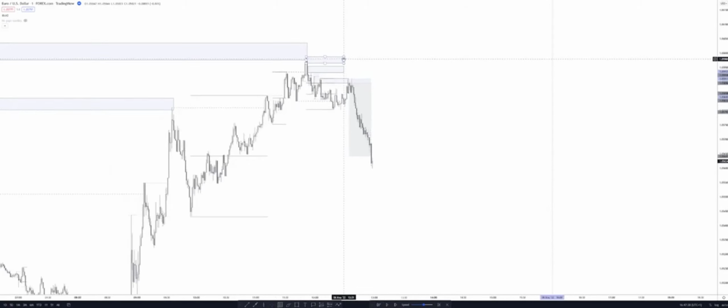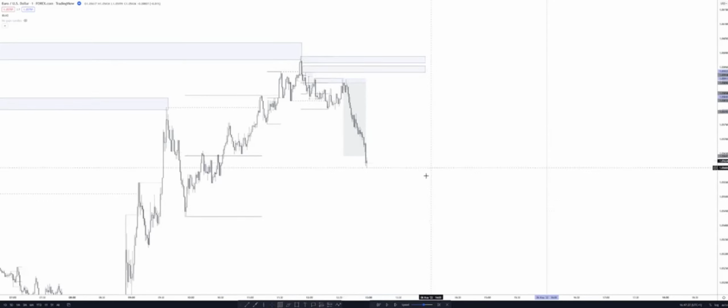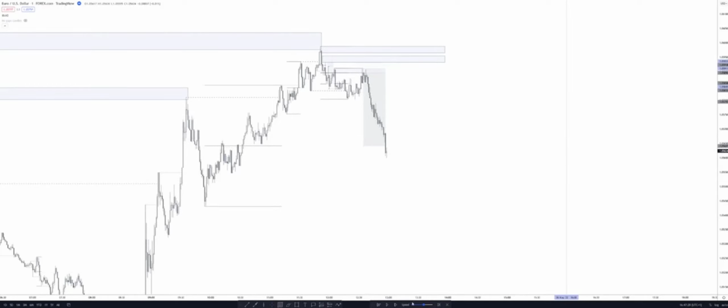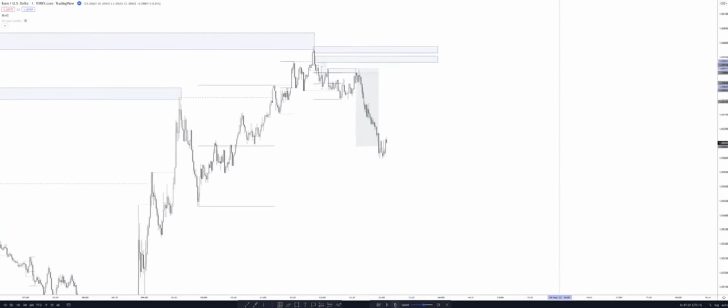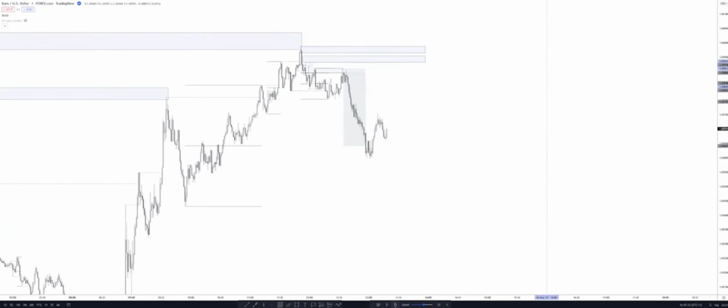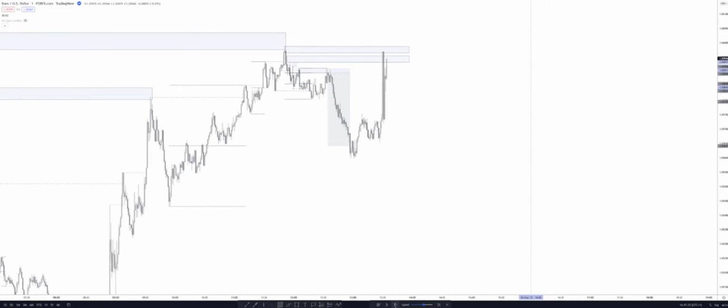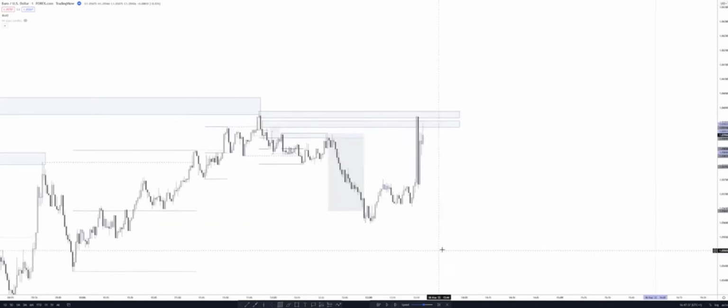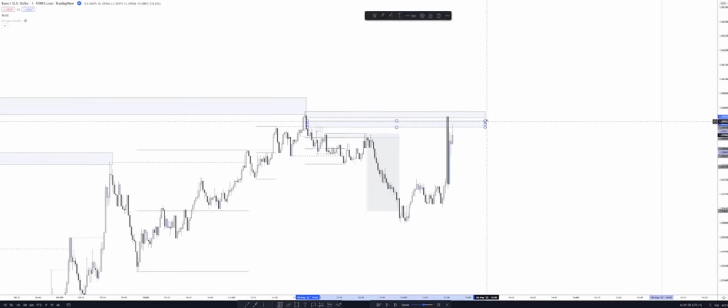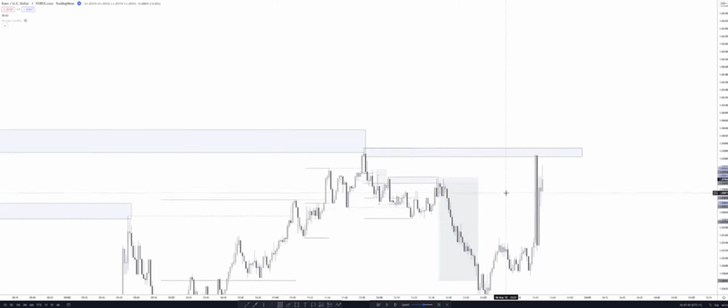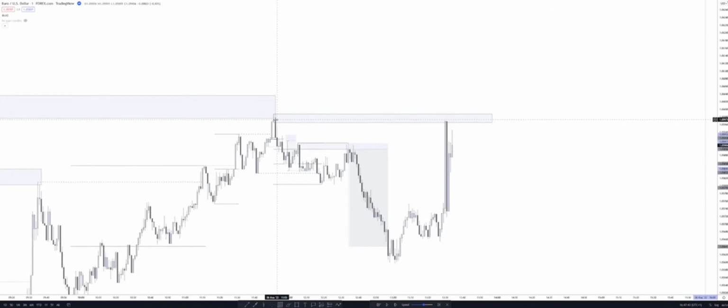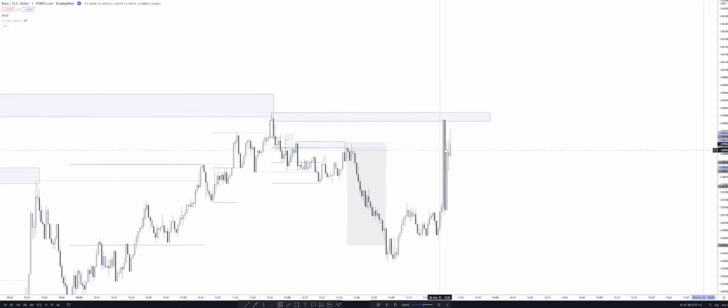And then I'll just show you what happened next. So we still had these extreme unmitigated areas. This is why it's a good idea to take partials, because price can always come back. And that's what it did this time. You can see it perfectly came back straight through that area. But we got a tap into this unmitigated extreme, which was also a valid area for us when we refine it down.